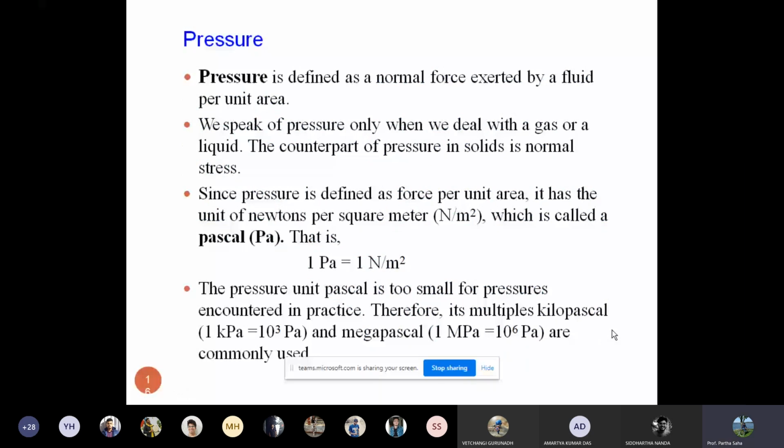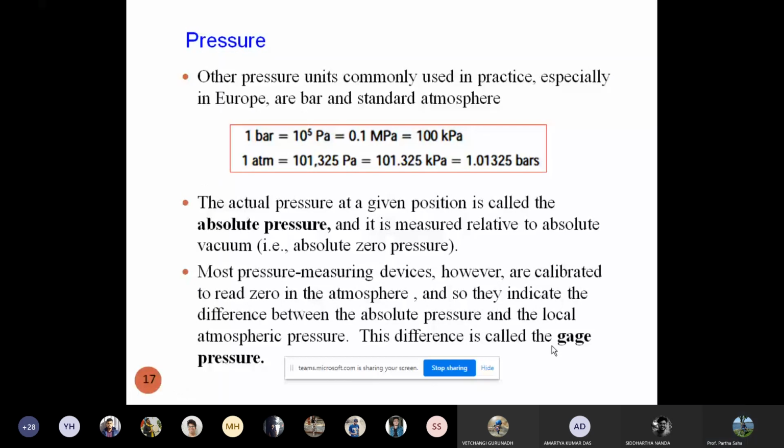So pressure is actually defined as the normal force exerted by a fluid per unit area. The unit is Pascal. As you all know, Pascal is 1 Newton per meter square, and 1 megapascal is 10 to the power 6 Pascal. So these are common terminology. If you have to know the atmospheric pressure, that is 1 bar, which is equal to 10 to the power 5 Pascal, or 100 kilopascal, or 0.1 megapascal.